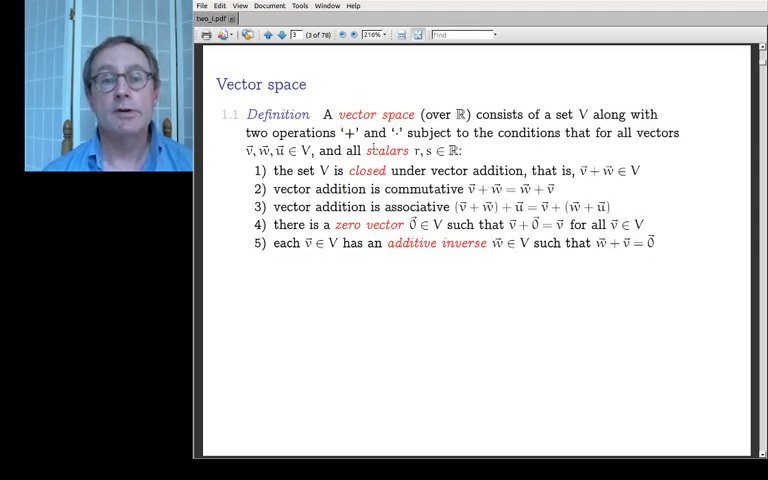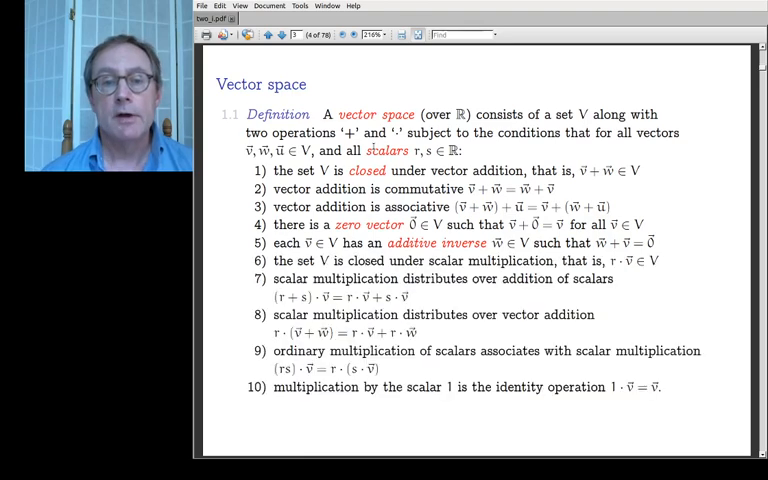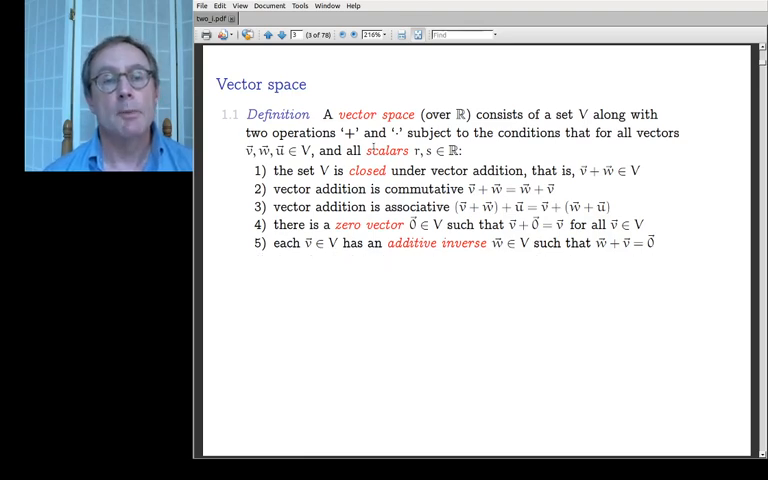Okay, so here's the definition. In fact, it's not even the whole definition. In fact, there's another 5 conditions, but I broke it into two different slides just to try to illustrate what's happening. So a vector space V, there are many different vector spaces.